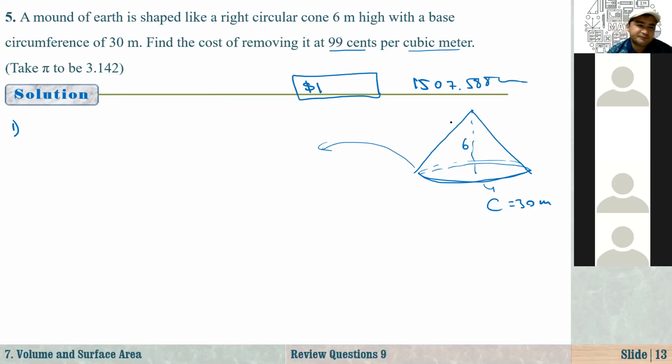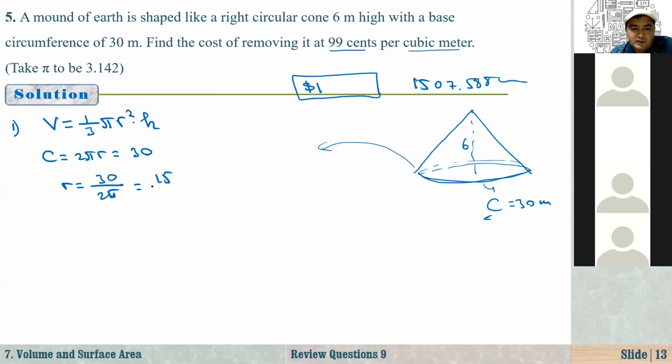It is too much. Anyway, let's do this together. The circumference is given. To find the volume of the cone, we need to know its base radius, because the formula is 1/3 times pi r squared times h, right? What is given here is the circumference. Circumference is 2 pi r, which is equal to 30. From here, r is equal to 30 over 2 pi, that's equal to 15 over pi. That is r.